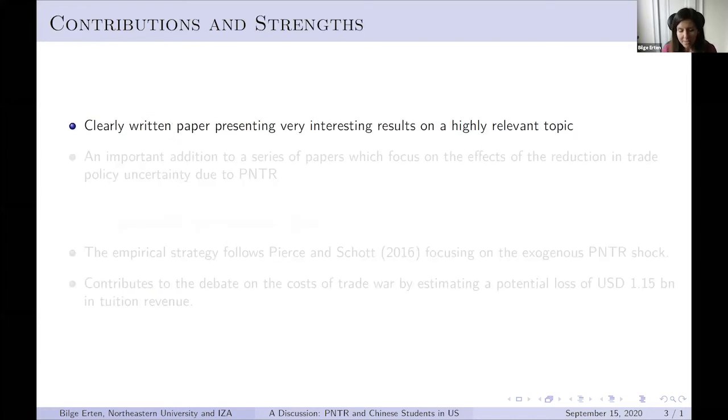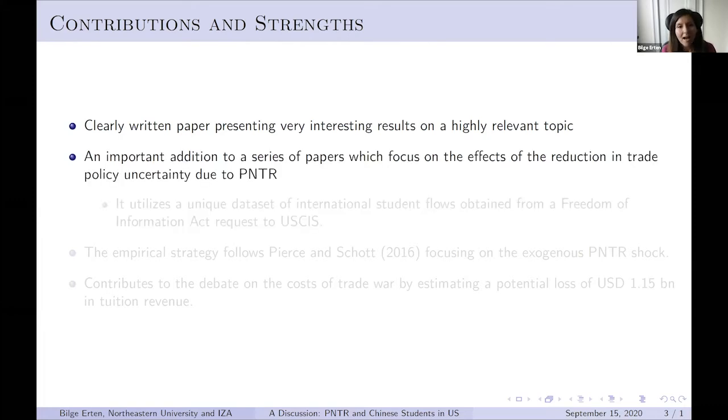I think this is a very important paper. It's very clearly written. I really enjoyed reading it. It has many interesting results on a very important and highly policy relevant topic. I think it's an important contribution to now an increasing set of papers that try to focus on this China shock, looking at, in many cases, many papers use this policy uncertainty shock coming from the PNTR.